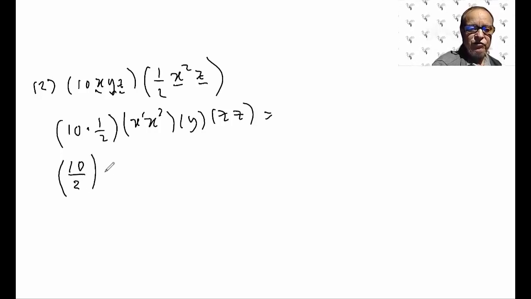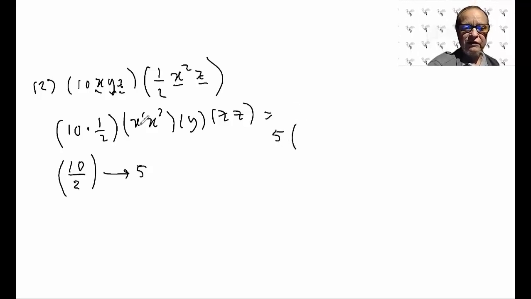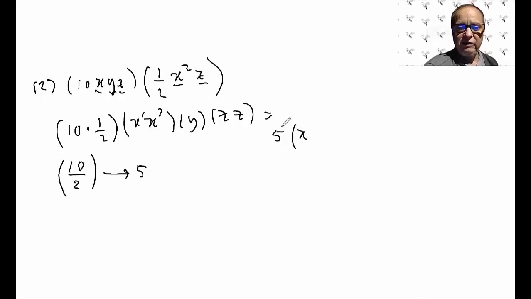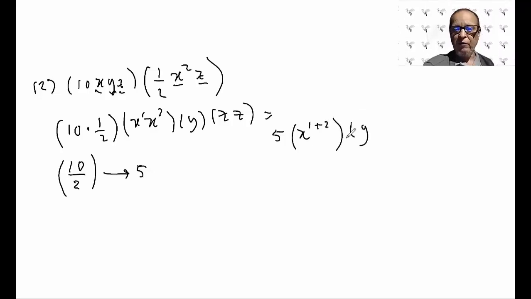And 10 over 2 is equal to 5 because 2 goes into 10 5 times. So that means I will get 5. Now let's look at this x. This x is 1st power plus 2. And then y, don't have to worry about it.